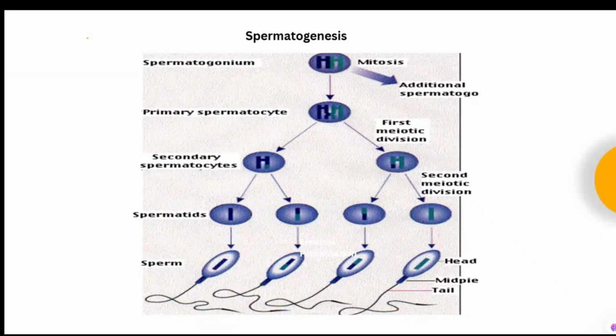So today's topic is gametogenesis, that is the formation of the male gamete as well as the female gamete. The process of formation of the male gamete is called spermatogenesis. The process of formation of the female gamete is called oogenesis.